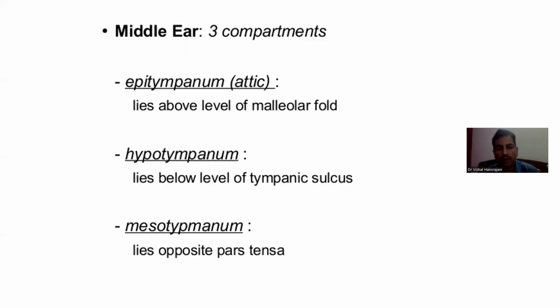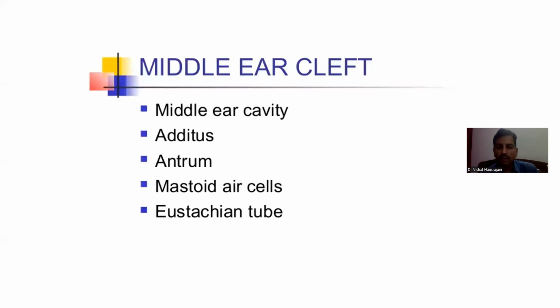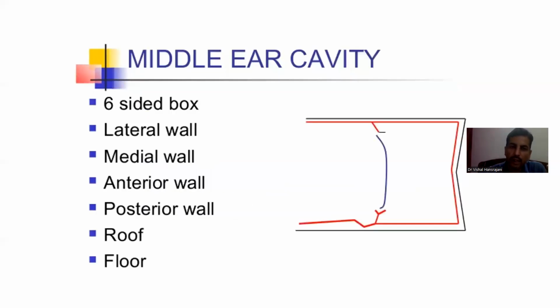The middle ear has got three components. We can divide it into three parts. The upper part is the epitympanum, which is also known as the attic, and lies above the level of the malleolar folds. The hypotympanum lies below the level of the tympanic sulcus, and the mesotympanum lies opposite the pars tensa. The whole thing from the eustachian tube up to the mastoid air cells, which contains the middle ear cavity, aditus, and antrum, is called the middle ear cleft.